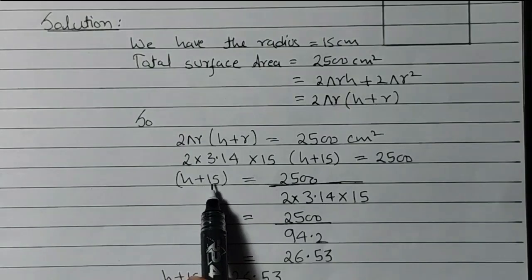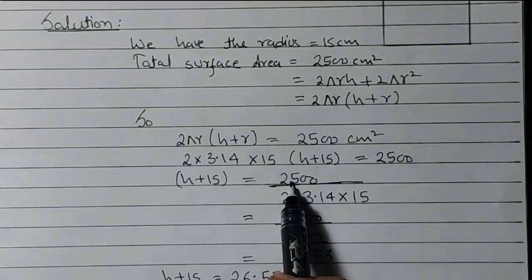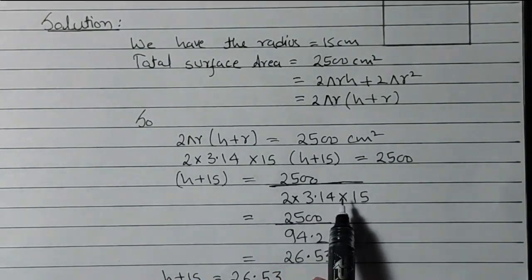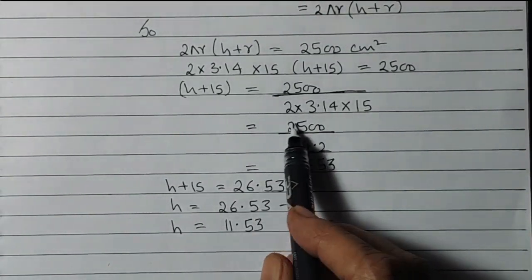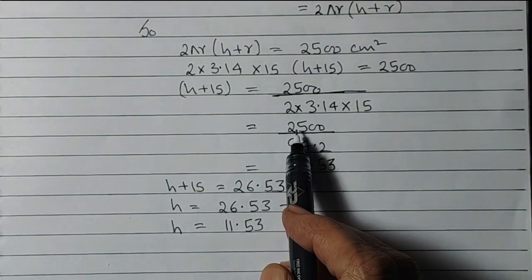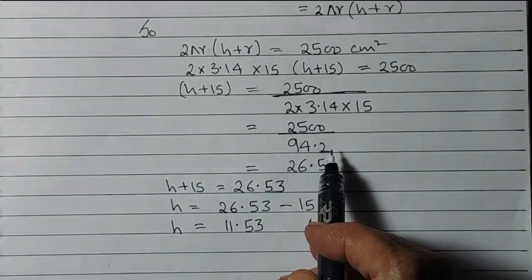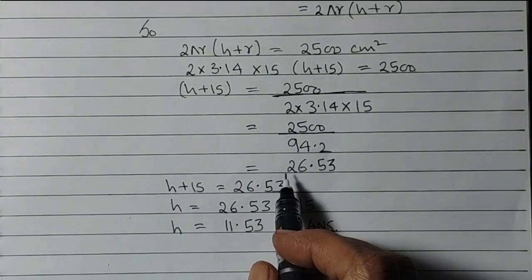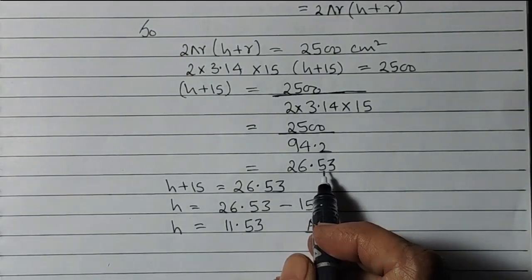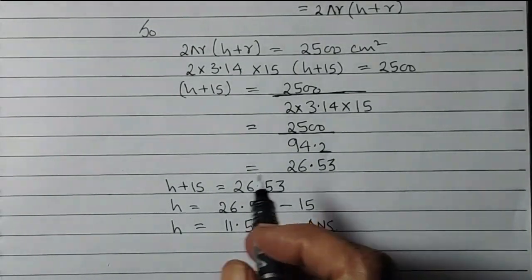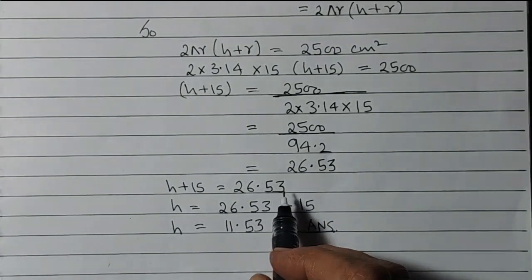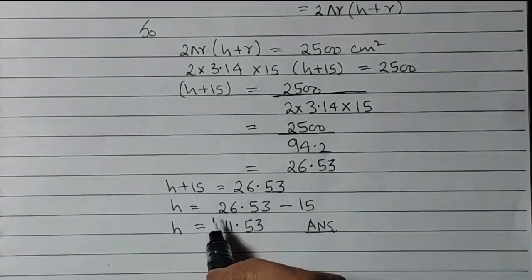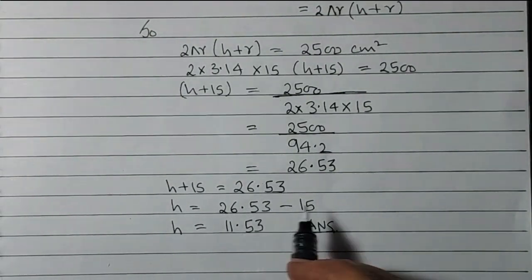Now H plus 15 is equal to 2500 divided by 2 into pi into 15. It will be transposed here. Now, after calculating it, we get 2500 over 94.2. After subtraction, it becomes 26.53, which is equal to H plus 15. H plus 15 is equal to 26.53 and H is equal to 26.53 minus 15.